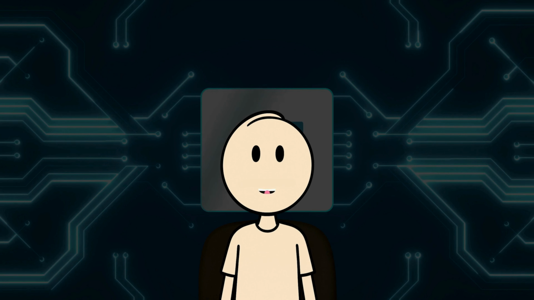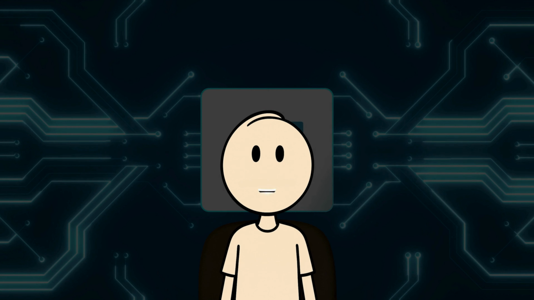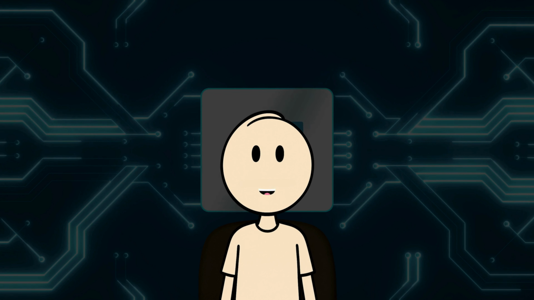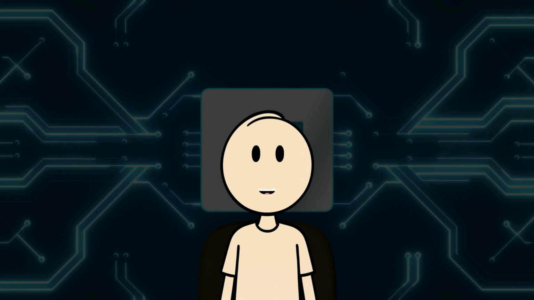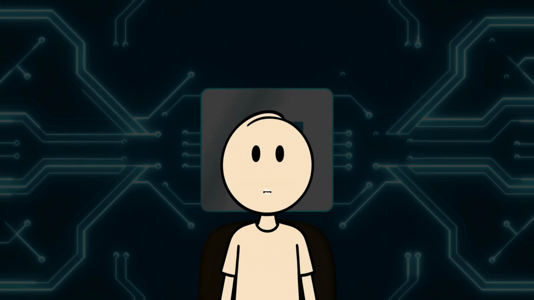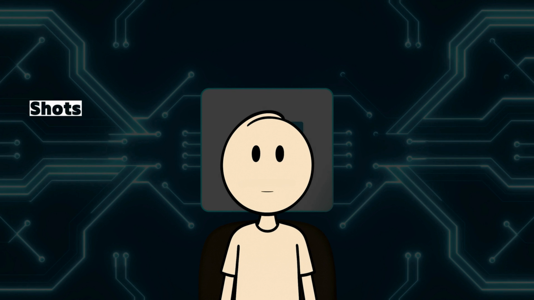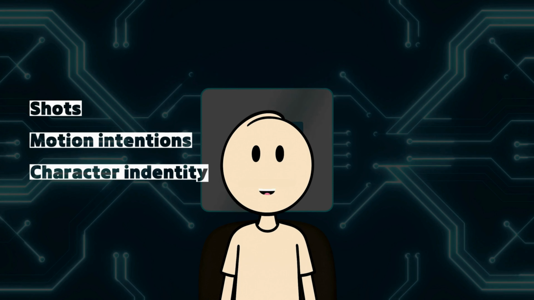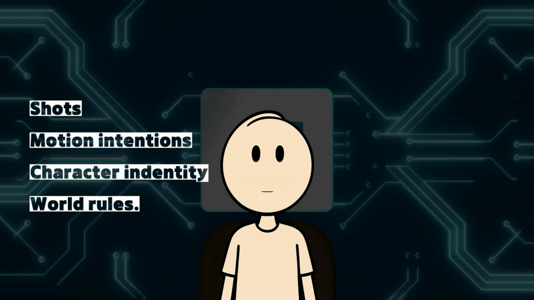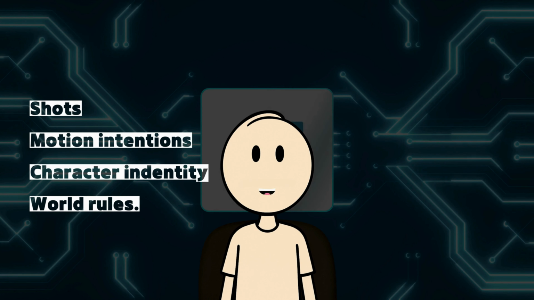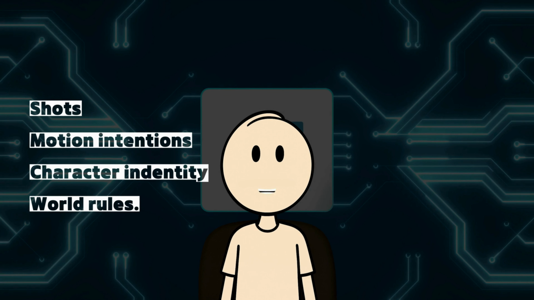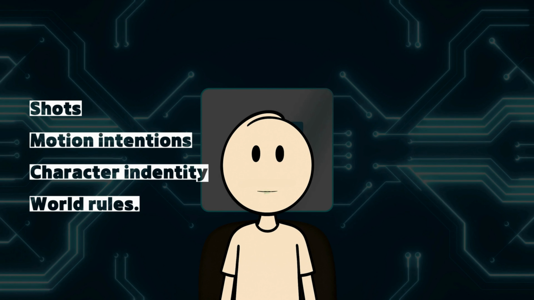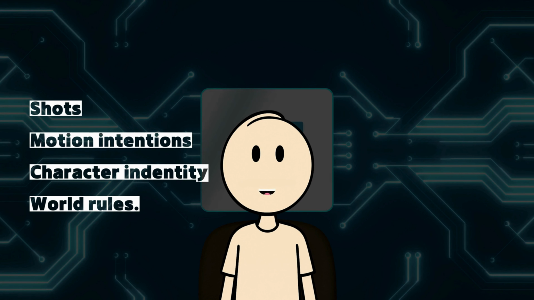So here's the simple truth you should leave with today. Sora 2 already understands cinema. The lighting, the motion, the physics, the emotion. Your job isn't to control everything. Your job is to control the right 20%. Your shots, your motion intentions, your character identity, and your world rules. You give Sora 2 the direction, and it delivers the other 80% with stunning film-level quality. Use this 20% rule. Try it on your next idea and watch how fast your videos stop looking like AI and start looking like cinema.